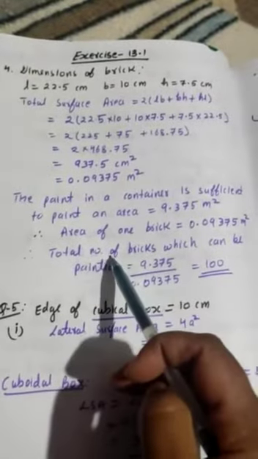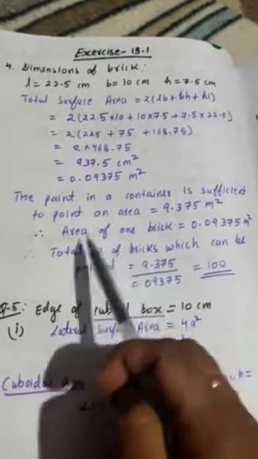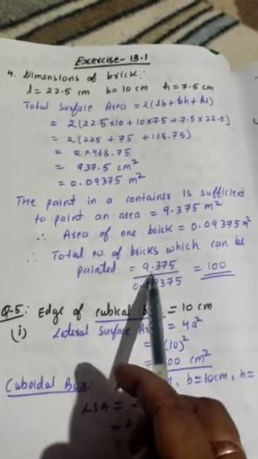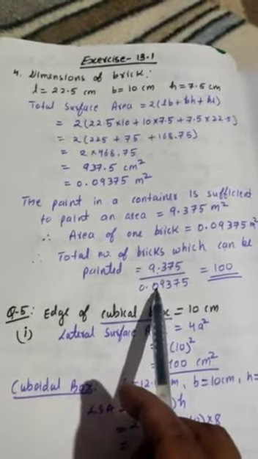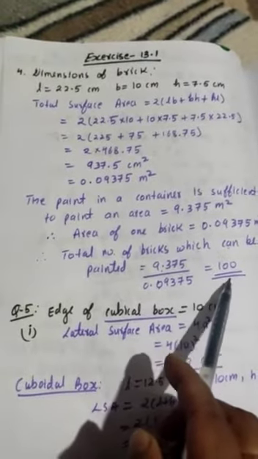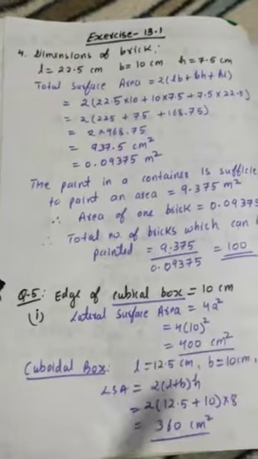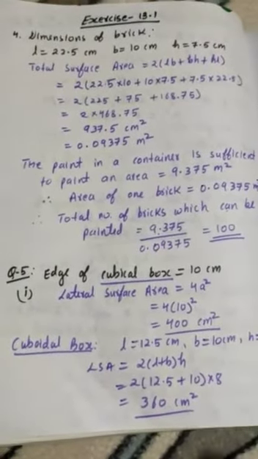The total number of bricks which can be painted using that one container will be the total area which can be painted by one container divided by the area of one brick. So it is coming 100. That means using that one container you can paint 100 bricks. I hope all of you have understood this question.